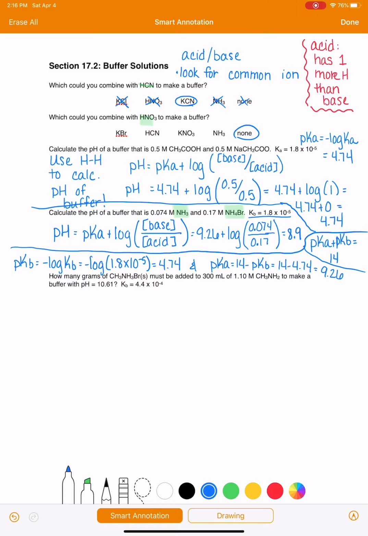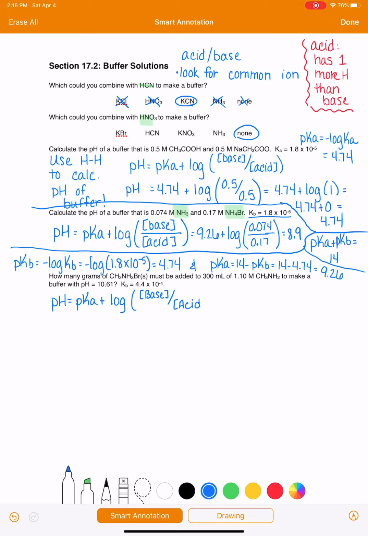It's not unusual for somebody to say, whip up 300 milliliters of a buffer with a pH of 10.61, and there's no shortcuts. You need to actually calculate it out, just like we're about to do. So to do this, we are going to use Henderson-Hasselbalch, pH equals pKa plus the log of the concentration of the base over the acid.